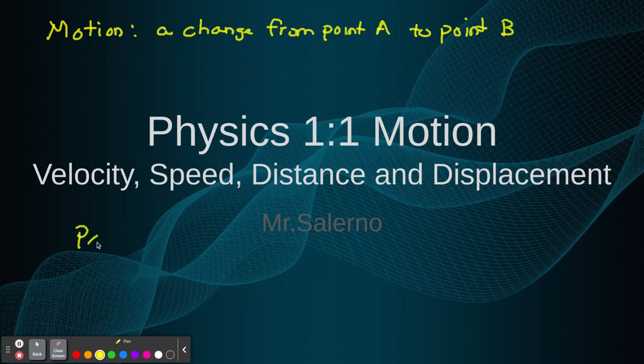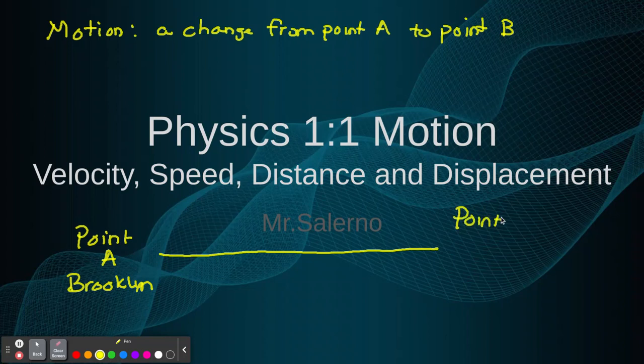All right. If this was, here's point A, wherever you are. Let's say you were in Brooklyn. You're at point A and you're heading to point B, wherever point B is. Maybe point B is out in the Hamptons, right? You're at East Hampton. So that's a change in your position from A to B.